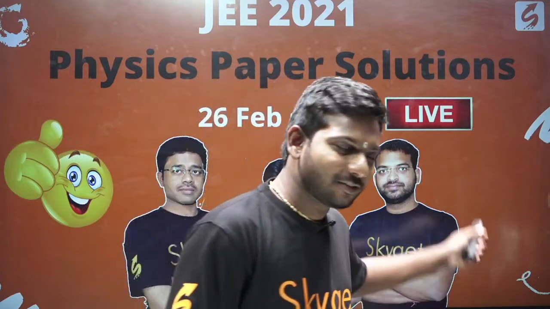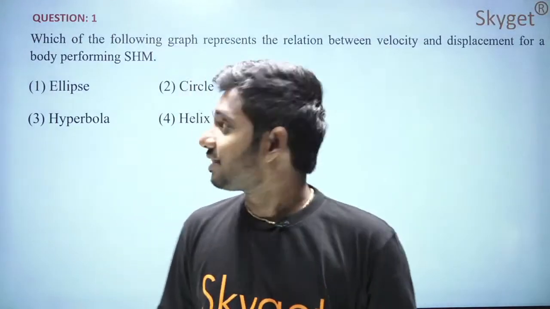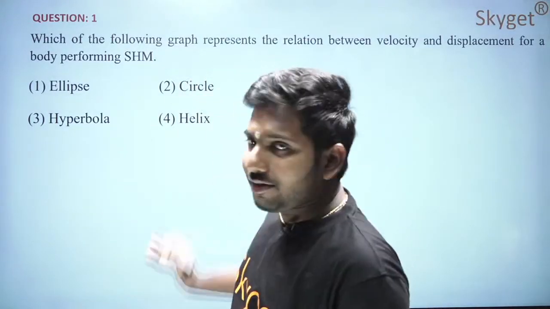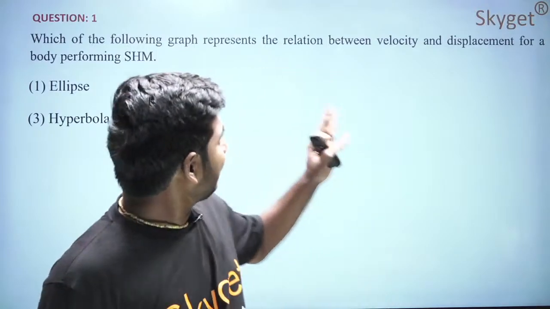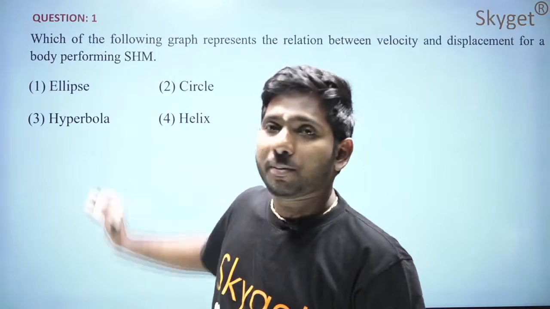So students, this paper is also, we can consider the level to be from easy to moderate. So let us go through the journey of this paper. So what does the first question say? Which of the following graph represents the relation between velocity and displacement for a body performing SHM?